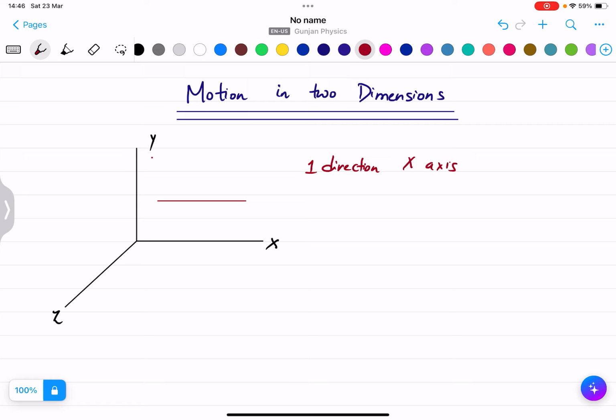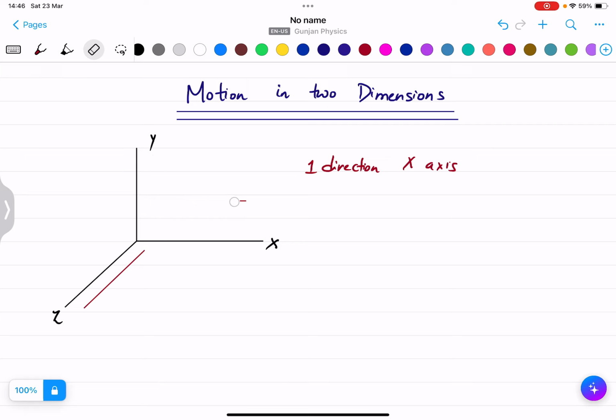If I'm moving along like this, okay, so this is also I am going upwards, that means motion in one dimension. I am moving along y-axis, okay. Suppose if I'm moving like this, that means I am moving in z direction, that means only in one direction, that means it is also motion in one dimension, right? So these are basically motion in one dimension.